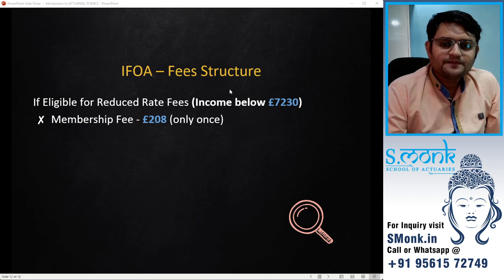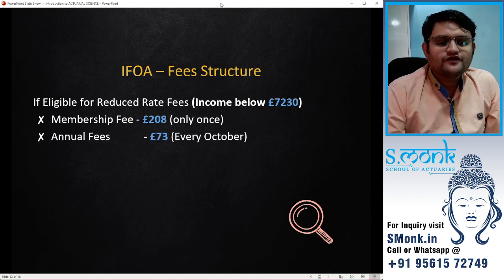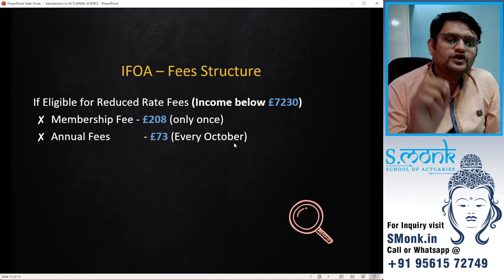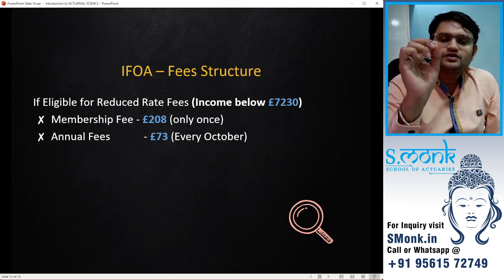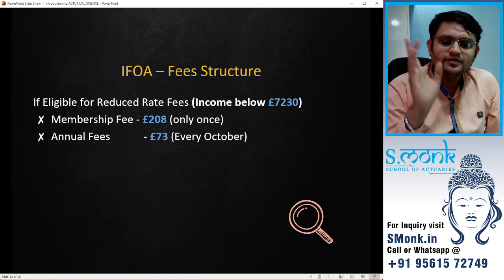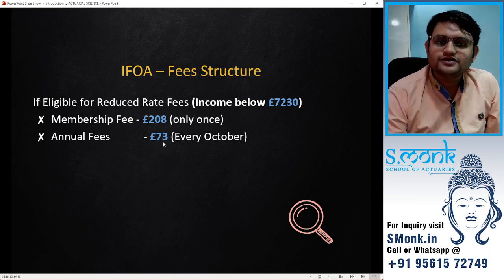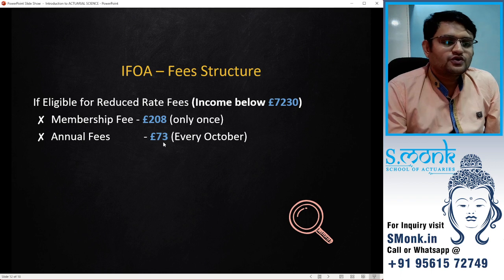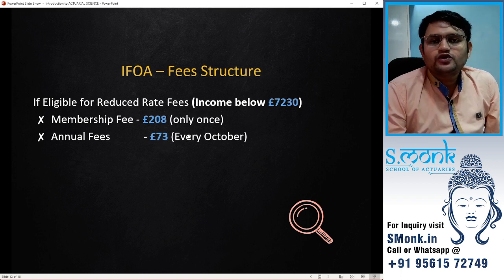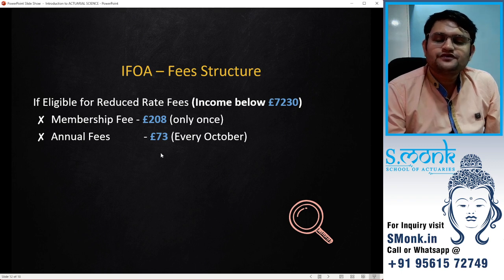Okay. Then every year you have an annual fees of 73 pounds. They take this annual fees every October. So even if you take membership on let's say 31st September, on 1st October you will be eligible to pay the annual fees. Okay, so what can we do about it, how to give, when to register for the membership and stuff, we'll talk about that later. But this annual fees is due every 1st October.